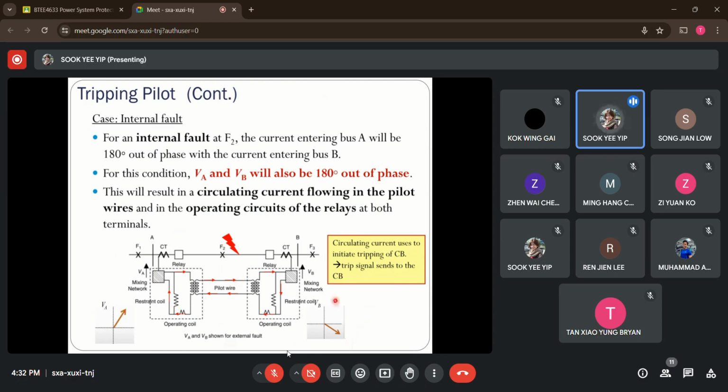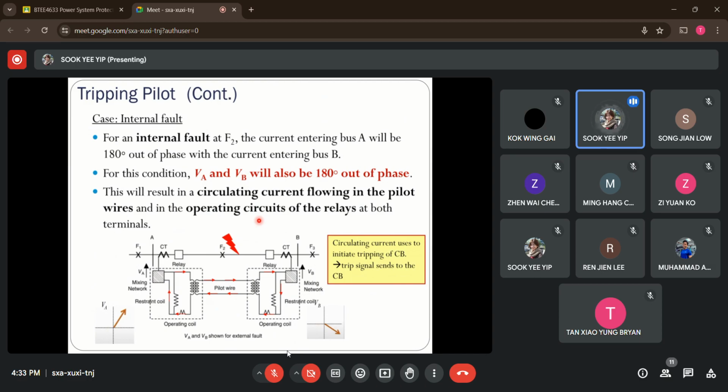And because of this, it will cause a circulating current flowing through the pilot wire like this, following the red arrow. It will flow through the operating coil at both ends of the transmission line. Now this operating coil is more sensitive than the restraining coil, which means that it will generate the operating torque. This indicates that there will be a closed connection for the tripping circuit, so a tripping signal will be sent to the circuit breaker. That's how the internal fault is tripped.